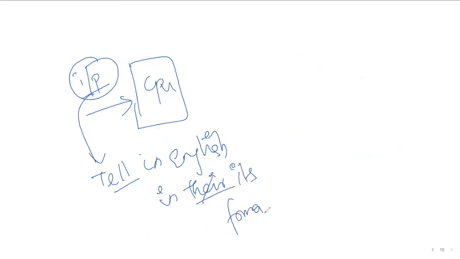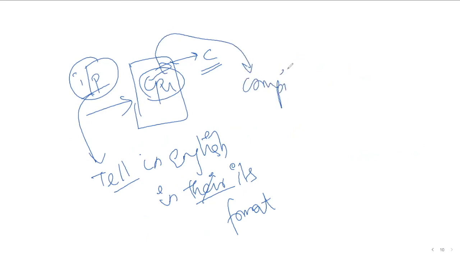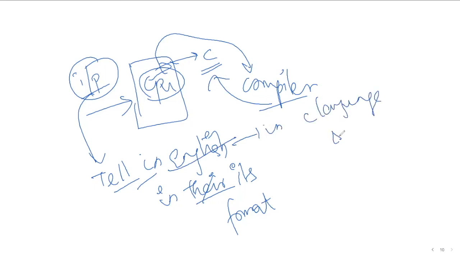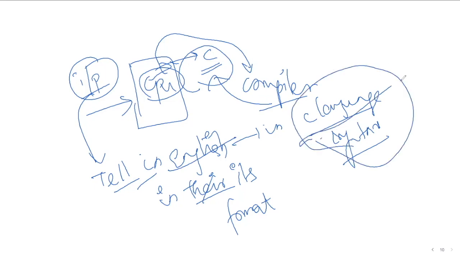If we are using C language, it means inside the CPU we have installed a compiler, right? If the compiler knows C language, we are going to give the input in English in C language syntax. Understood, guys? Since the compiler knows only C language, we have to give input in C language. But C language comes with some syntax, so we have to give input in C language with this syntax.